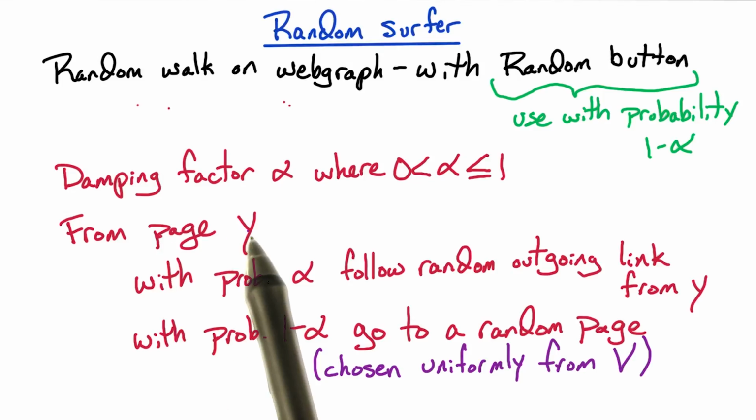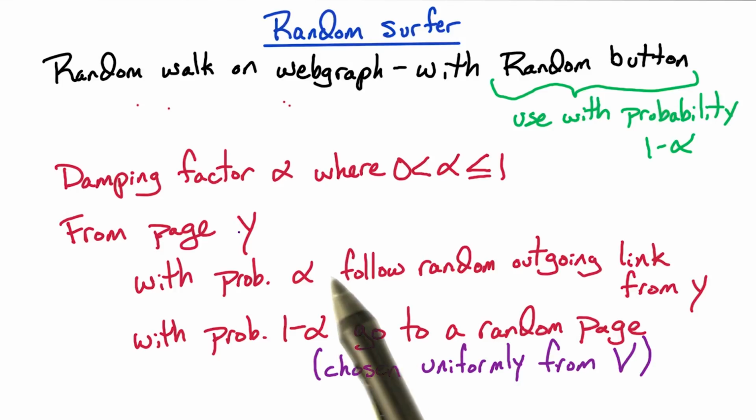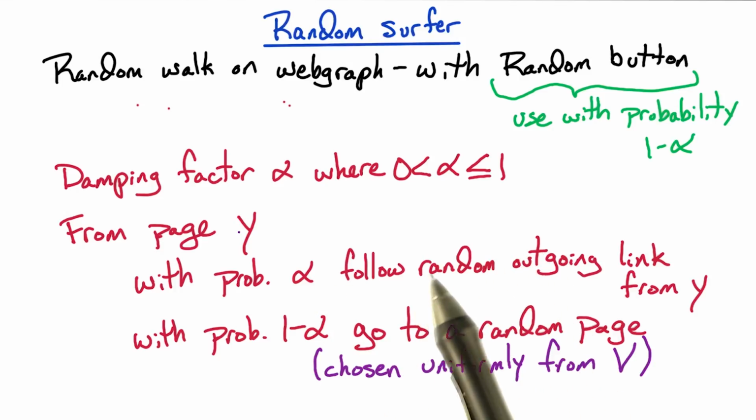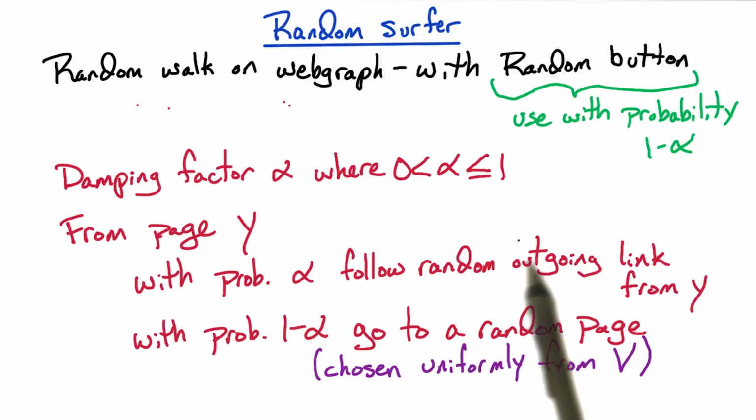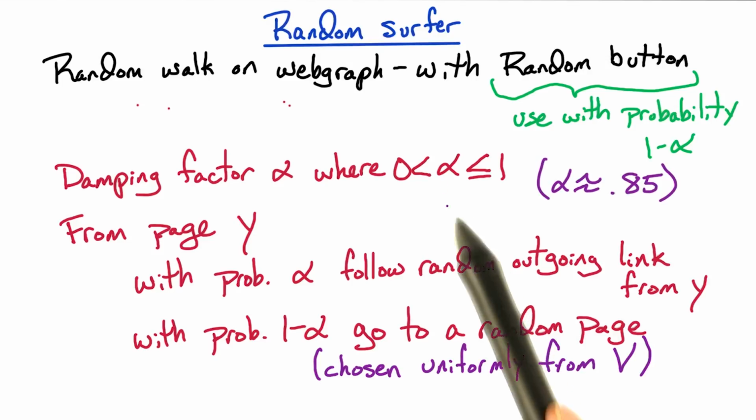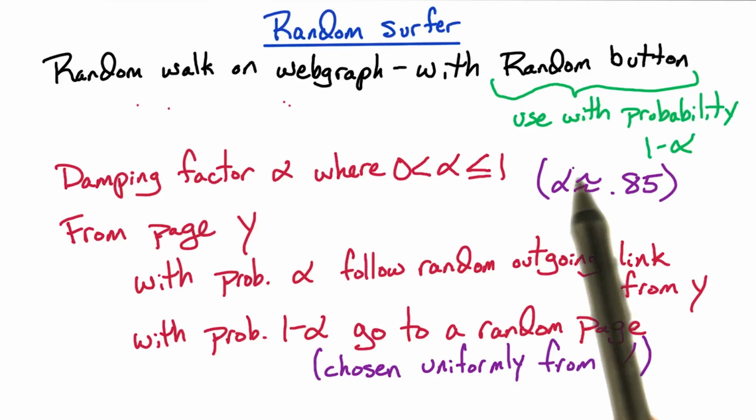So I'm at this web page Y, I flip a coin, or I choose a random number uniformly at random between 0 and 1. If this random number is at most alpha, then I choose a random outgoing link. If this random number is strictly greater than alpha, then I go to a random web page, uniformly at random from all web pages. Now what alpha should we choose? Well, according to Wikipedia, Google apparently chooses an alpha which is roughly 0.85.